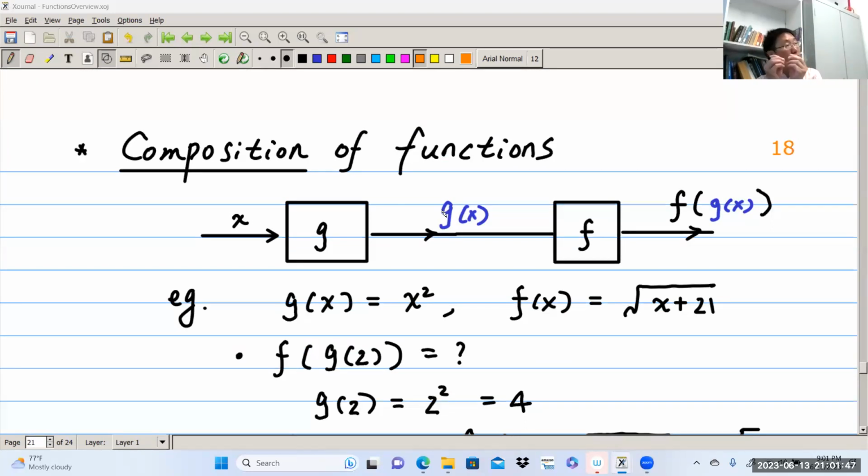Because this output G of X is a number, this number can be the input to another function. Do you agree? So you can supply this output from G as the input of another function, say F. Now you have a chain of functions connected. Basically, you have two machines and connect them. You use one machine to produce a product, then use that as the input for another machine. Clear?